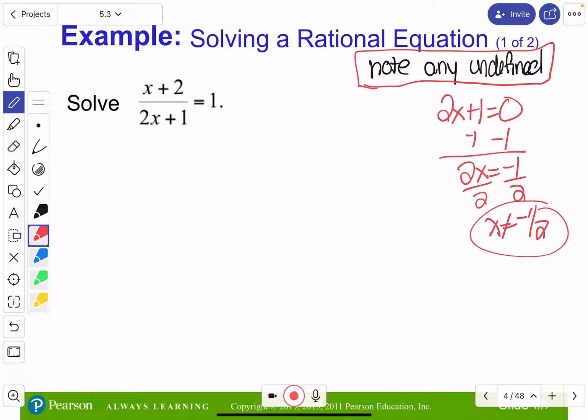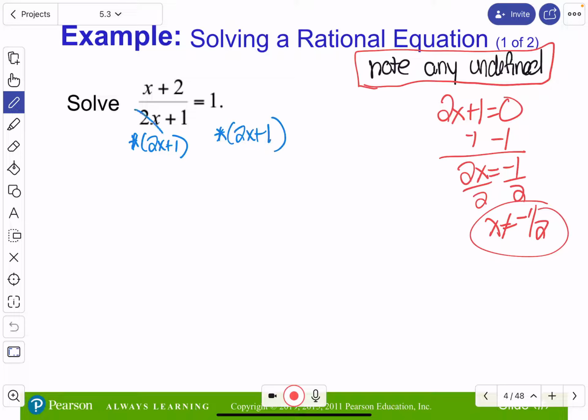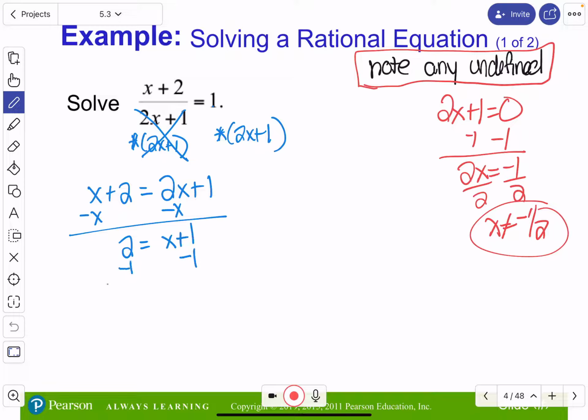Now we need to solve this. So when you have one that's a rational like this that just equals a constant, you can multiply by the denominator to move that whole thing to the other side. So if we do that, it cancels here, and we're left with x plus 2 equals 1 times the denominator. So really that's 2x plus 1. If we subtract x from both sides, we get 2 equals x plus 1. Subtract 1 from both sides, we get 1 equals x.